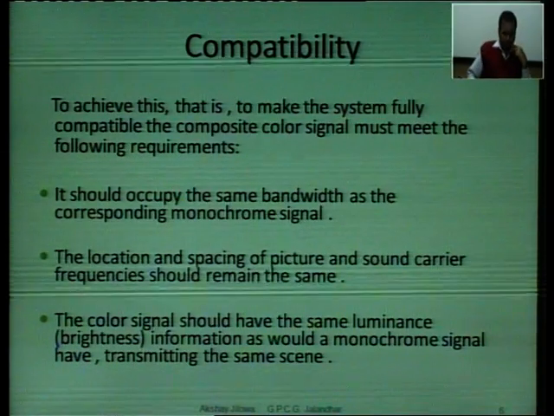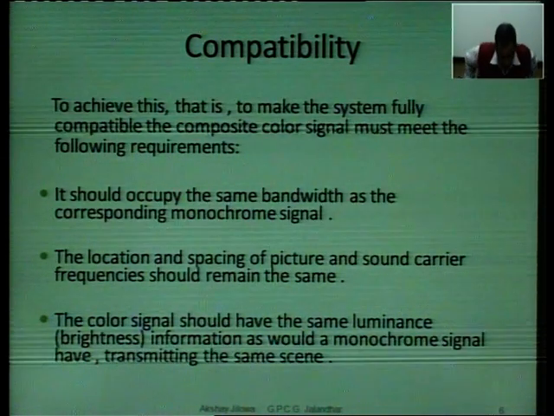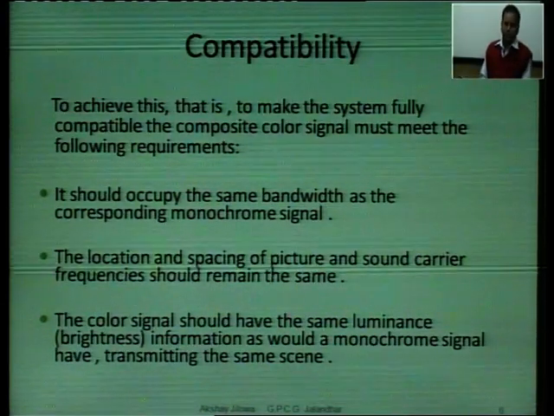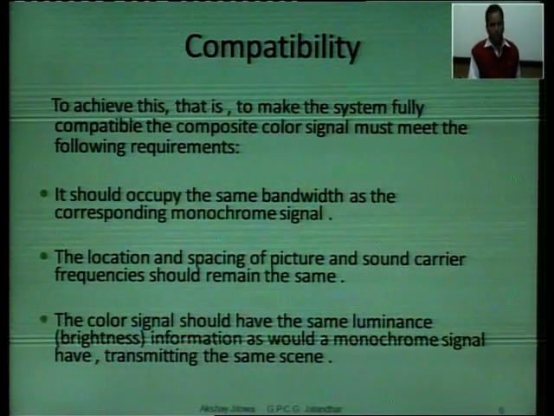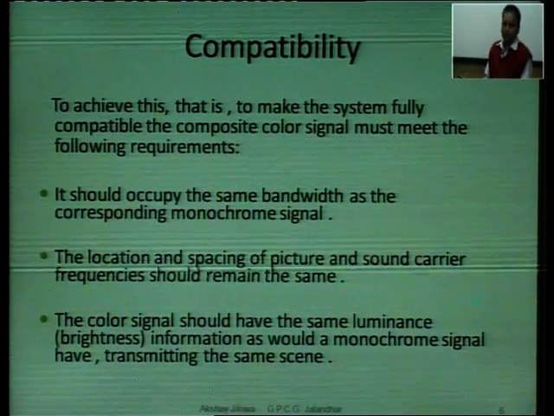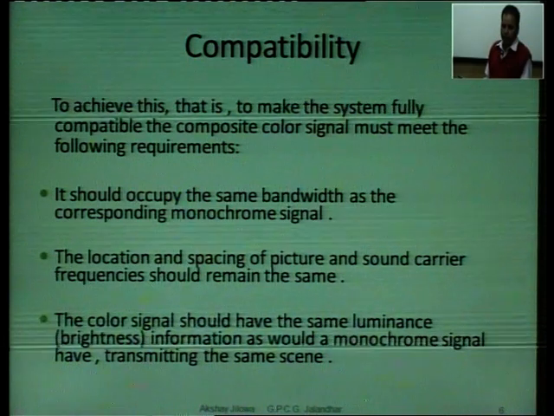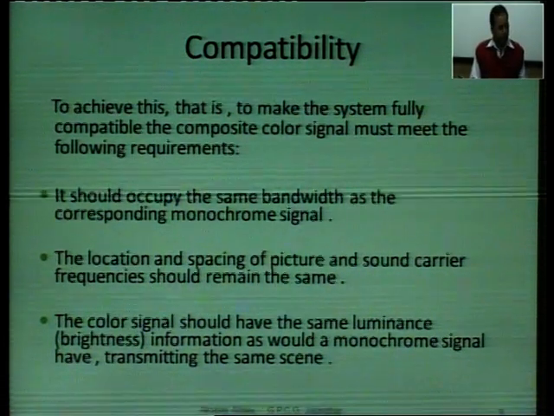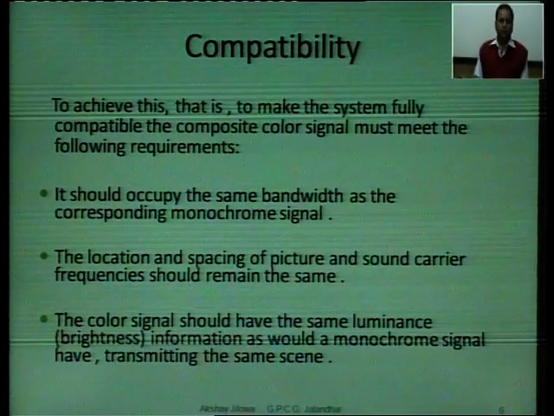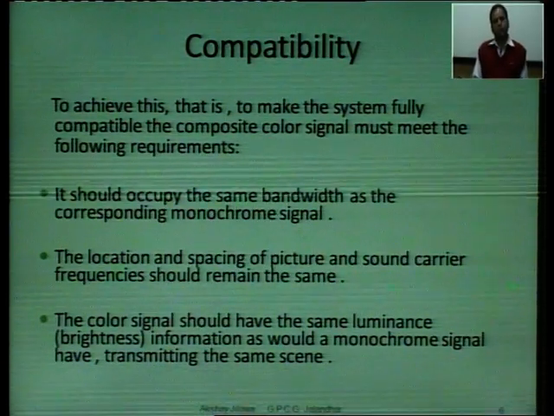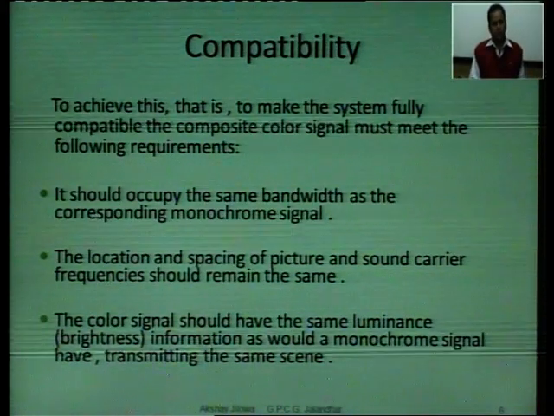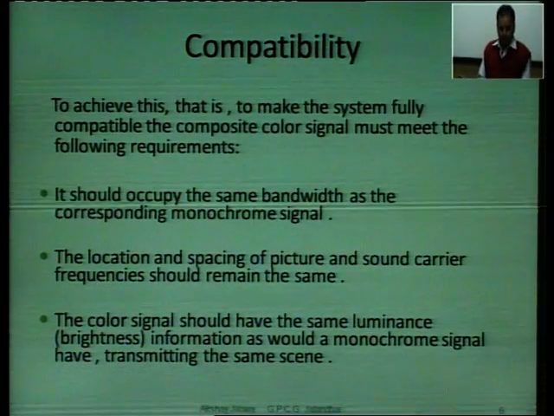How can it be achieved? What are the prerequisites, the requirements of compatibility? To make the system fully compatible, the composite color signal must meet the following requirements. There are certain requirements which the composite signal should meet if compatibility is to be achieved. What those requirements are, we will be seeing one by one.